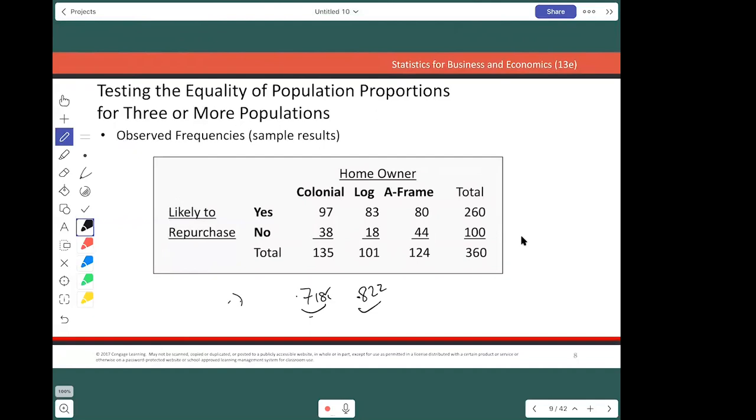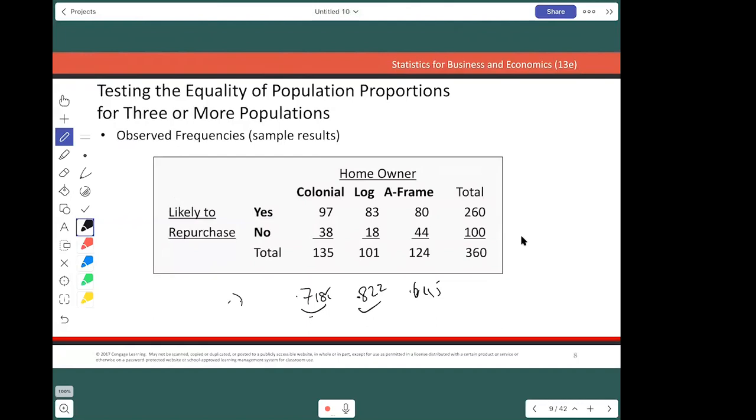That's 0.645. So I'm just basically computing the proportion of people that say yes, they would likely repurchase that kind of home. And so if you look at those three proportions, they look fairly different. And we're asking the question, are those different, or do we have equality of proportions? So we will assume that they are equal and see if the evidence is strong enough that they differ from each other. All right?